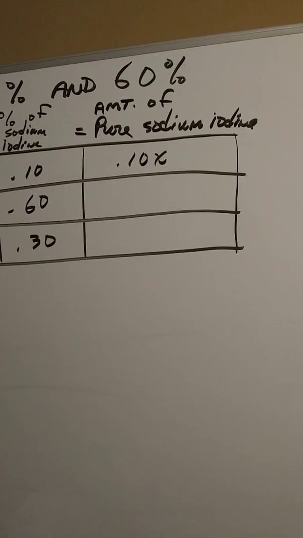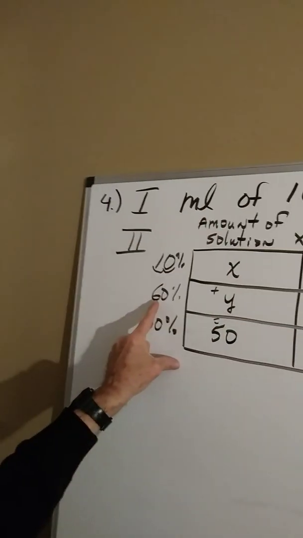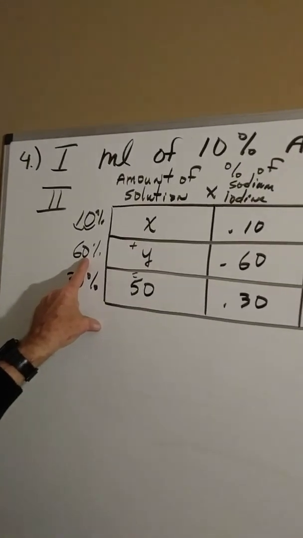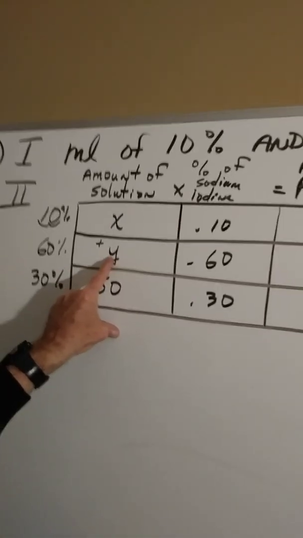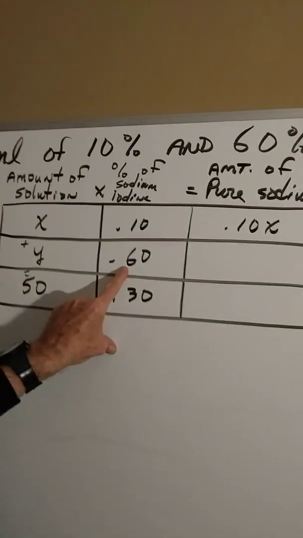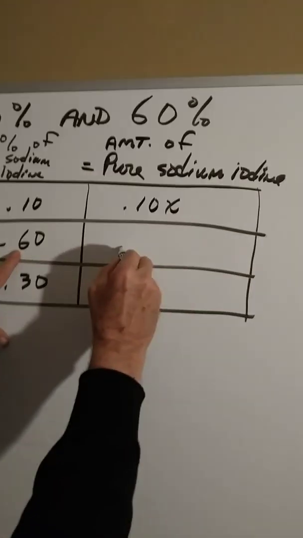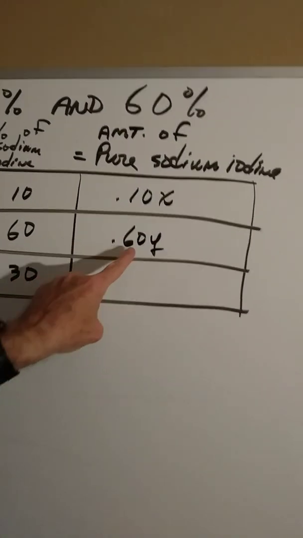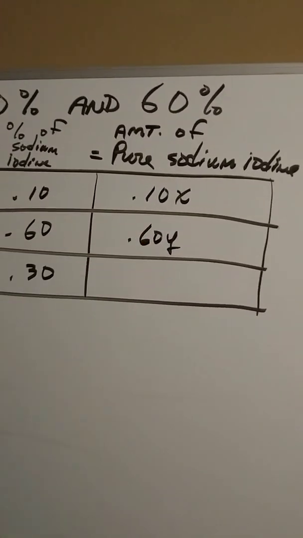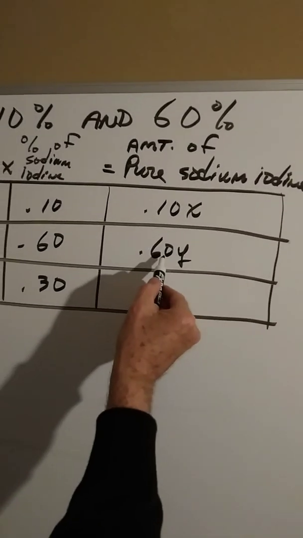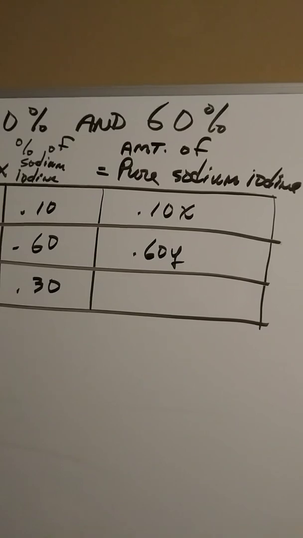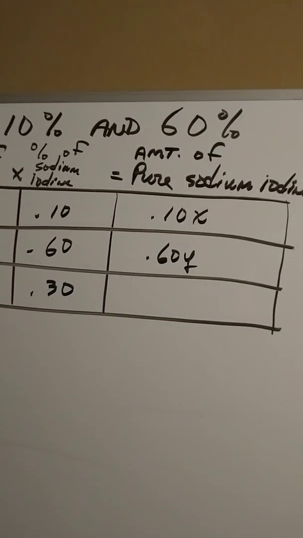But he's going to take some sodium iodine from this other container labeled 60%. If we take the amount of that solution Y and multiply it by 0.60, 0.60Y is going to give us more pure sodium iodine. This is the same pure sodium iodine here that it is there. Same, it's the same fluid.